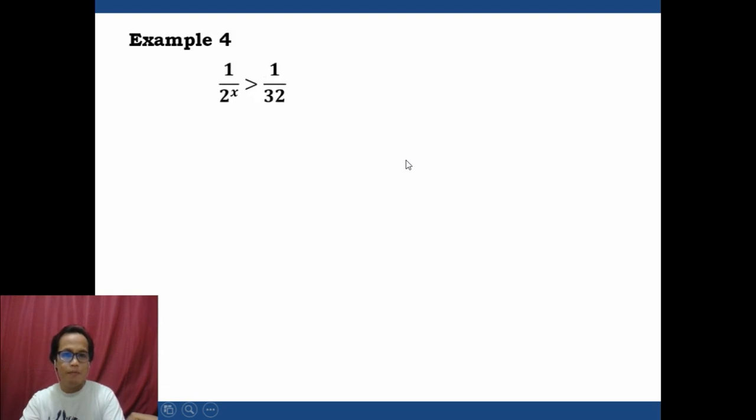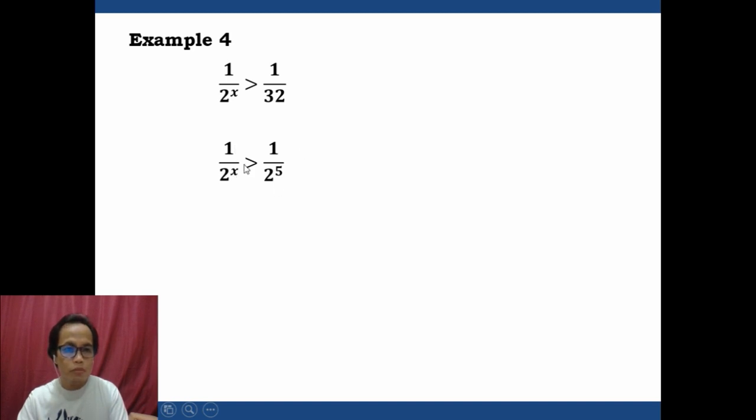Next example, 4. This time, naa tay 1 over 2 raised to x is greater than 1 over 32. So, diri sa pikas na kay 2 raised to x. So, kanang 32, kinahanglan i-change na nato to the base 2. So, unsa may dapat i-exponent sa 2 aron mahimong 32? So, 2 times 2, 4 times 2, 8 times 2, 16 times 2, 32. Dapat ang atong exponent sa 2 kay 5. So, meaning, 1 over 2 raised to x is greater than 1 over 2 raised to 5. So, kanang 2 raised to 5, mao na siya ang exponential form sa 32.